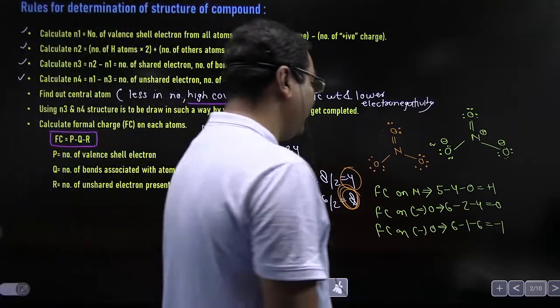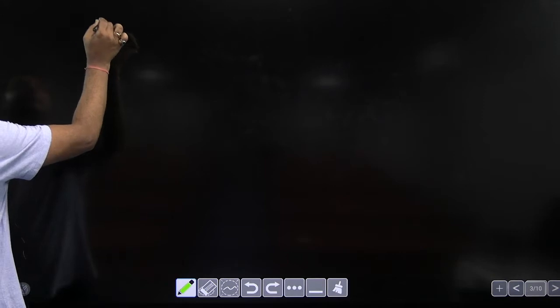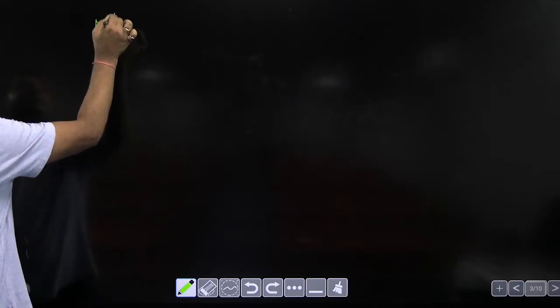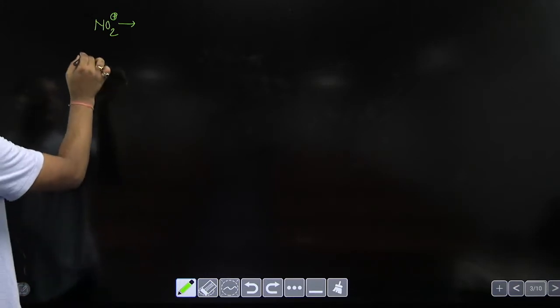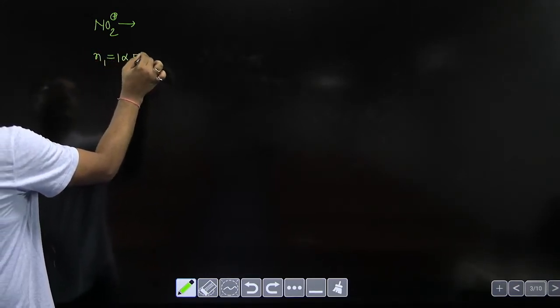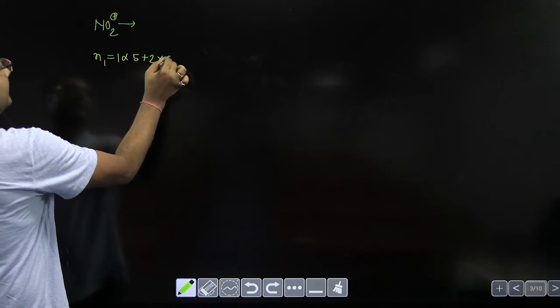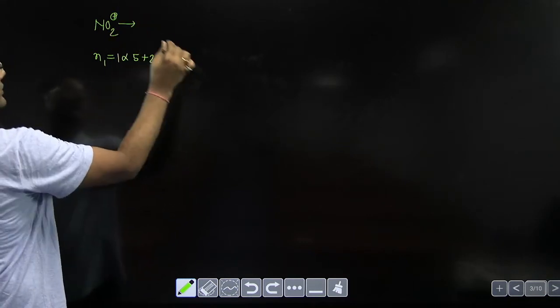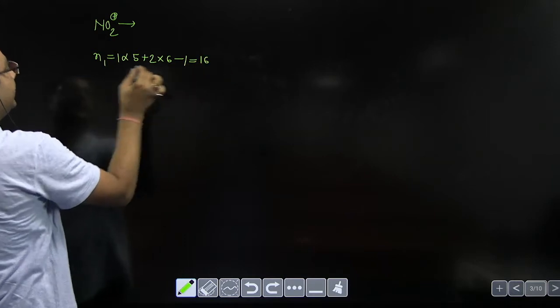Now I'm giving you another example. Suppose you have to find the structure of NO2 plus. So first of all, calculate N1 equal to 1 into 5 plus 2 into 6 minus 1. There is one positive charge, so now this is equal to 16.